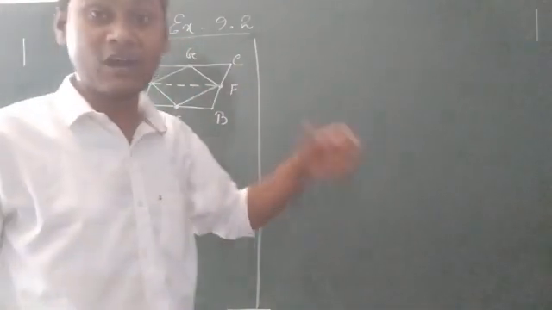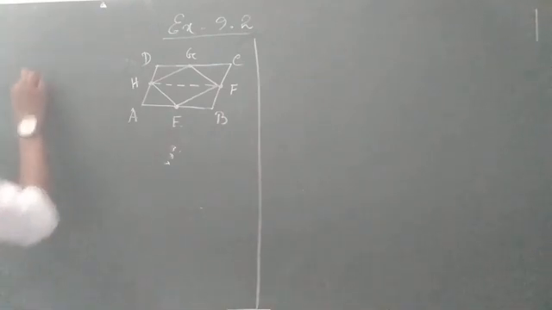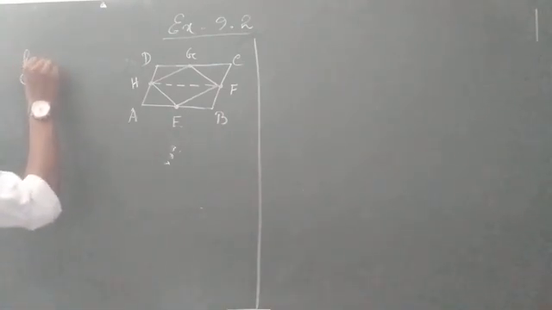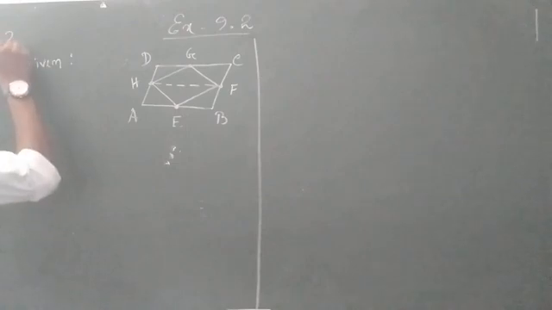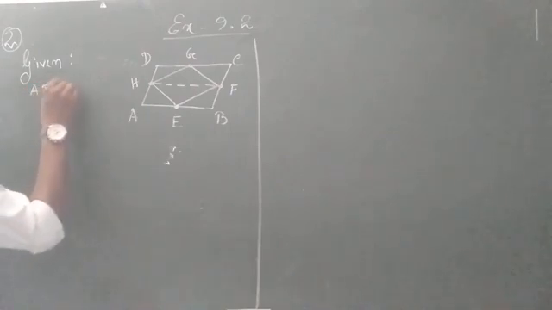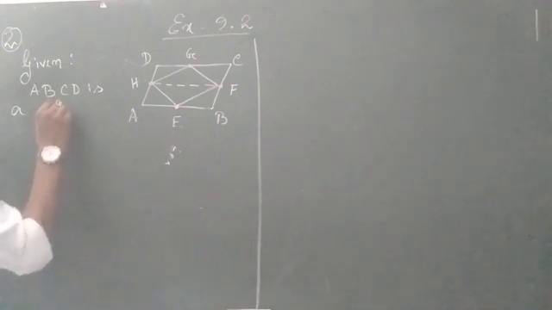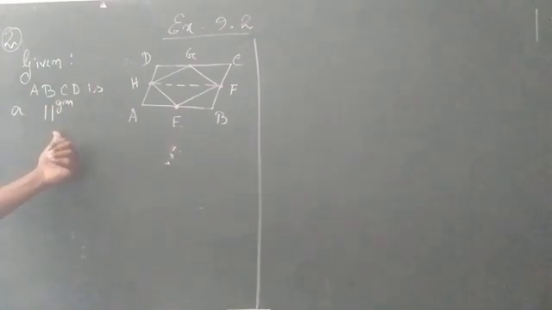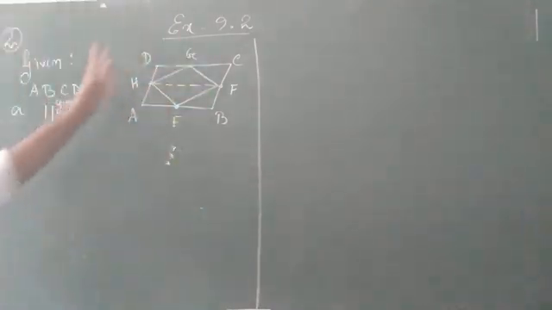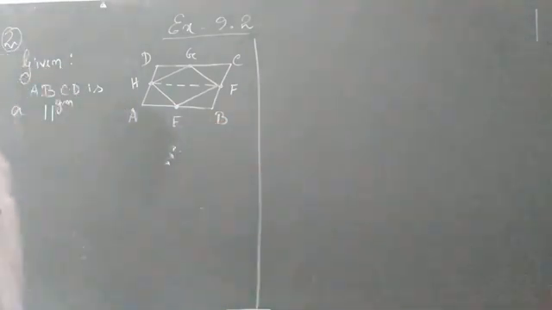First part, we will write what is given. This is question number 2. Given: ABCD is a parallelogram. Symbolically we can write parallelogram like this. Next, E, F, Z, H are respectively the midpoints of all the sides.